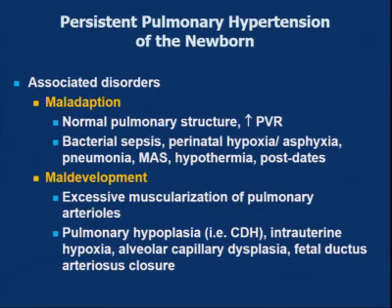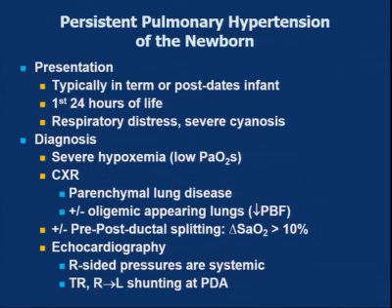So the associated disorders: maladaptation, normal pulmonary structure, increased pulmonary vascular resistance, and all the culprits are listed there. Maldevelopment, this is a different type of population. These are the kids we deal with in the NICU with congenital diaphragmatic hernia, intrauterine hypoxia, alveolar capillary dysplasia, fetal ductus arteriosus closure. These are really the stuff for the neonatologist. They present in the first few hours of life. They tend to get worse.